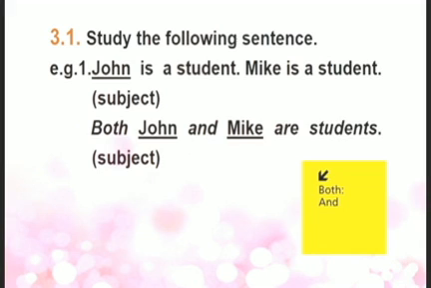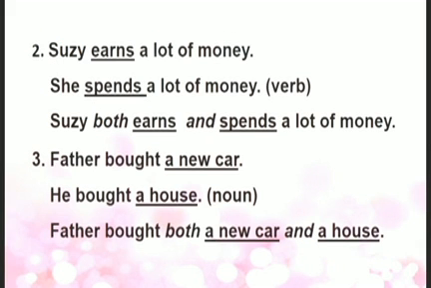Let's study the example. The given sentences are John is a student, Mike is a student. So, we can rewrite the given sentences by using both and construction. In these sentences, the different parts are John and Mike. So, the complete answer is both John and Mike are students. Here, notice that if the subject is plural in both and construction, don't forget to change the verb, which is used for a plural subject. You should also make other necessary changes. Let's look at another example.